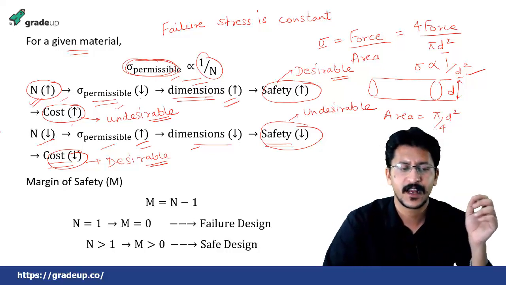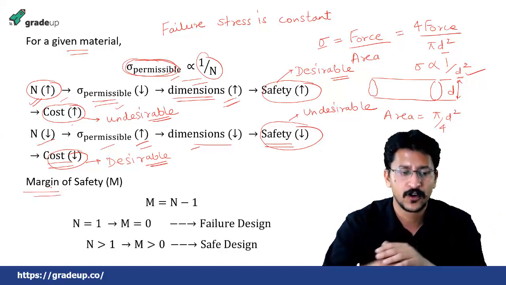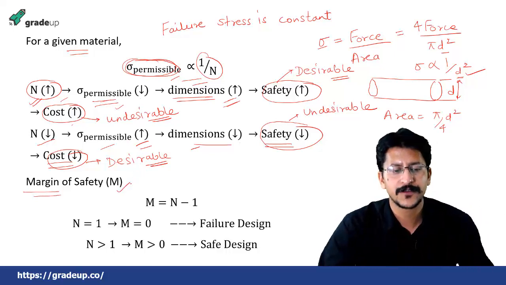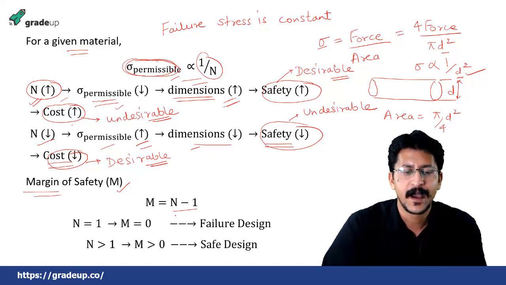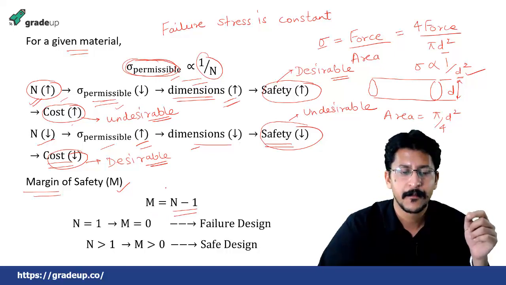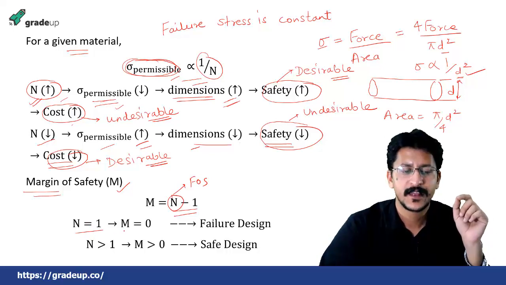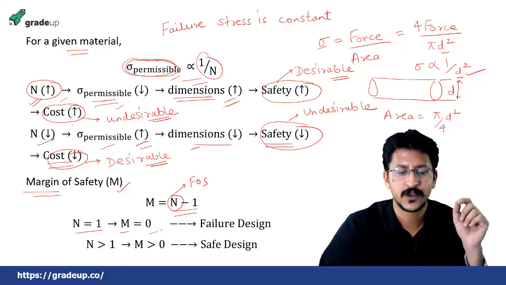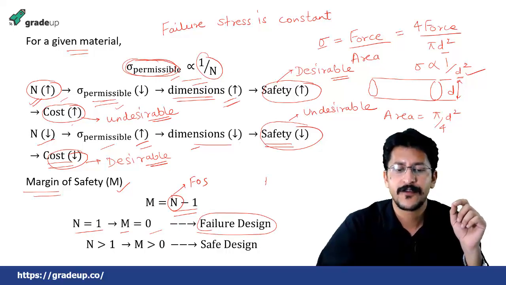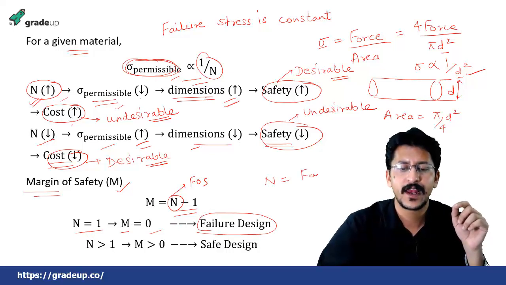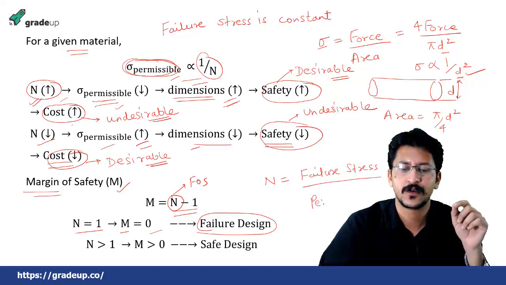Then comes another term known as margin of safety, denoted by capital M. What is that? Margin of safety is given as n minus 1, that is, the factor of safety minus 1. If the factor of safety is equal to 1, then the margin of safety M will be equal to 0, and that is a failure design, because factor of safety is equal to failure stress upon permissible stress. When the factor of safety is equal to 1, that means the failure stress is equal to the permissible stress.